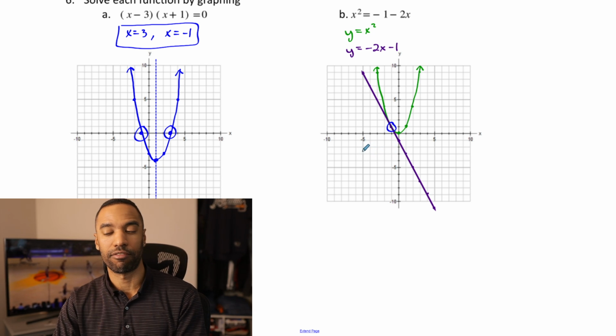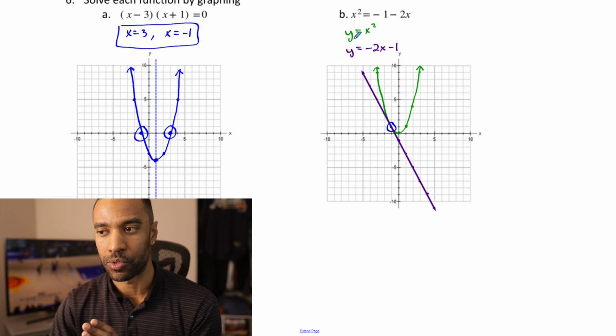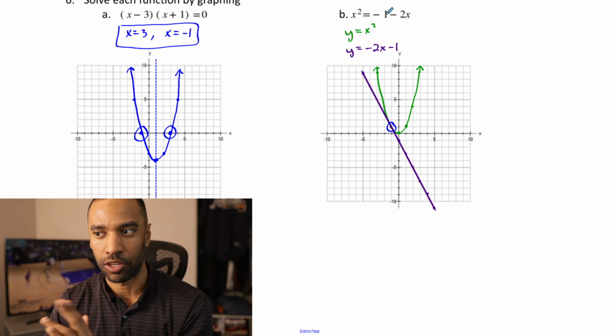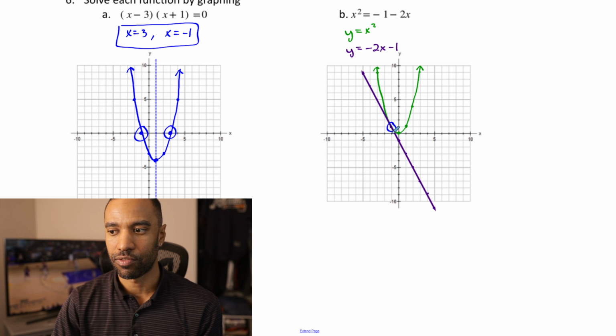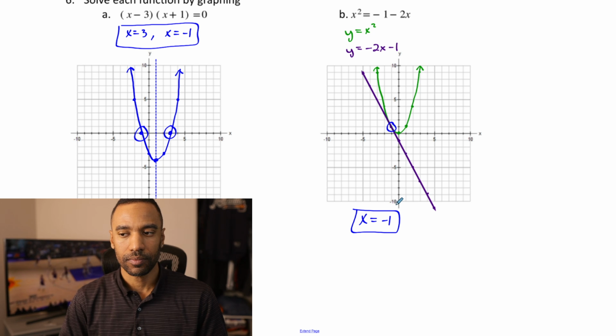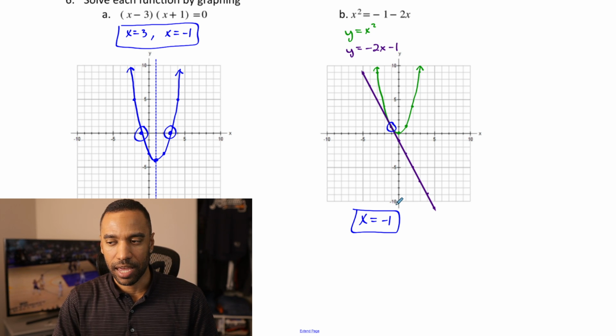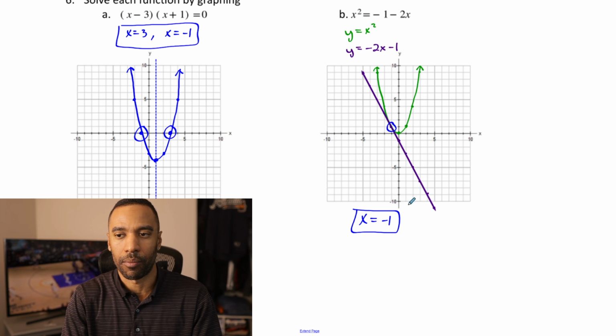The y doesn't matter for these particular problems because y was not involved. I'm asking what x value makes the left side equal the right side. That x value is negative 1. There's only one answer this time. Like I said, there's more than one way we can do a problem like that, but that's kind of the method that I went with for there.